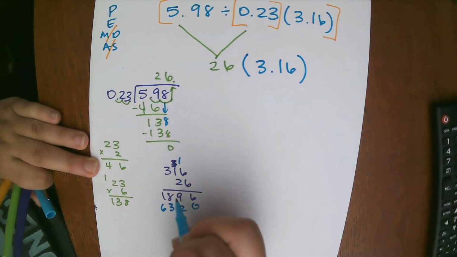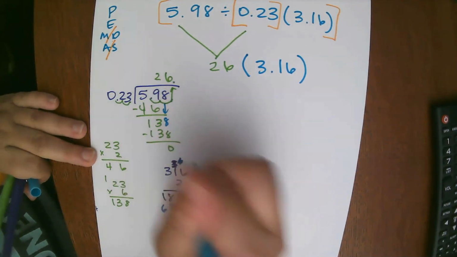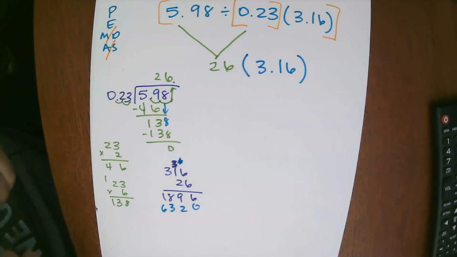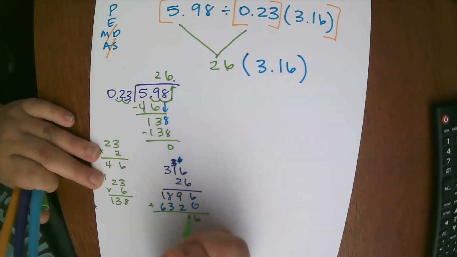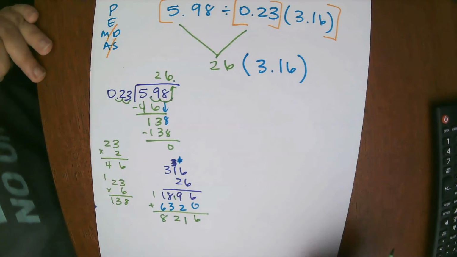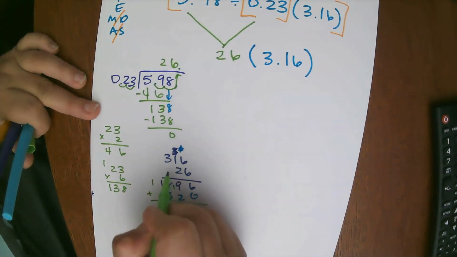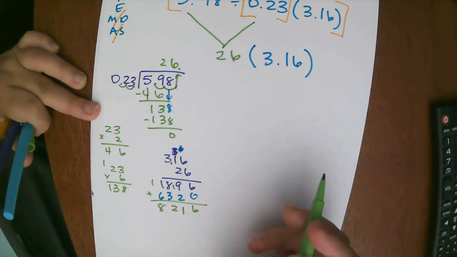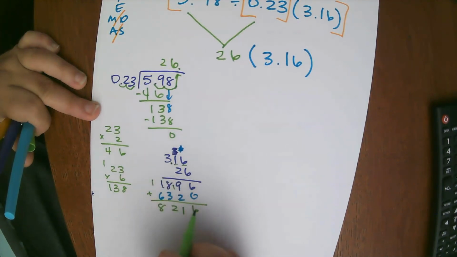Get rid of the work. Switch colors, add a 0. 2 times 6 is 12, carry the 1. 2 times 1 is 2, plus 1 is 3. And then a 6. Okay. Get rid of the work. Add it all up. 9, 10, 11. 8, 10, 11, 12. 6, 7, 8. 8,216.